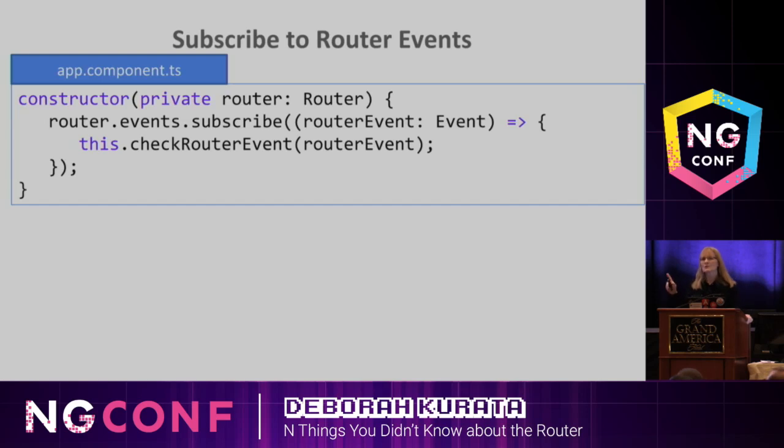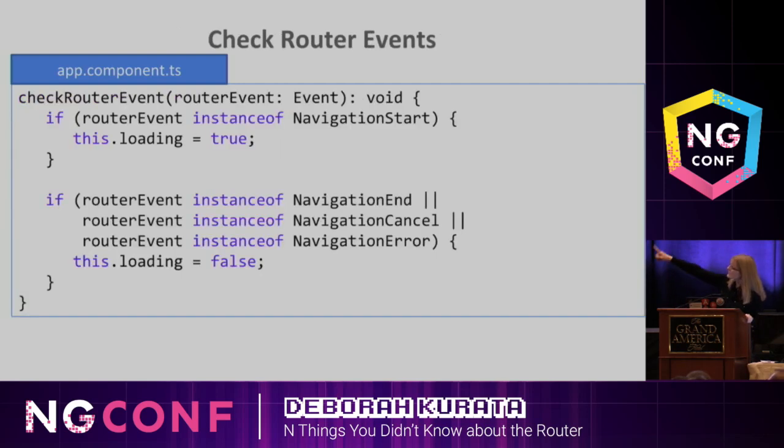Now, in this case, I'm doing it from the app component, which means that none of my other components need to know anything about this spinner. It will just automatically appear anytime that there is a delay in moving through the route. So checkRouterEvent is a method that I wrote that does this. If the event is a navigation start, it sets a local property to true. If it's end, cancel, or error, it sets that local property to false.